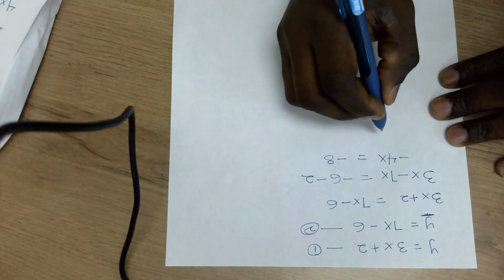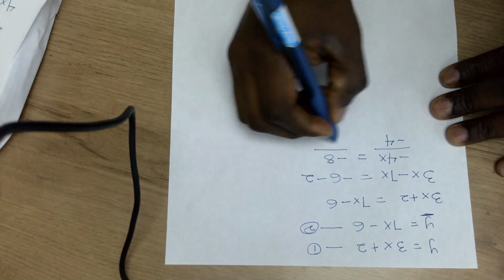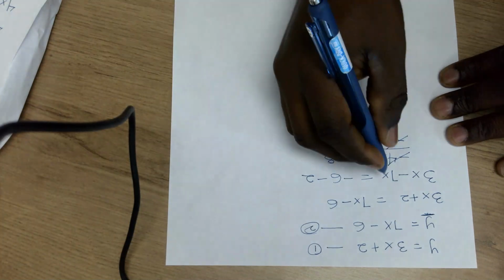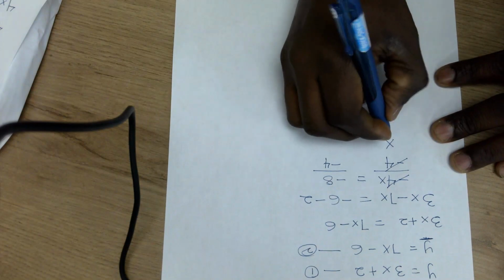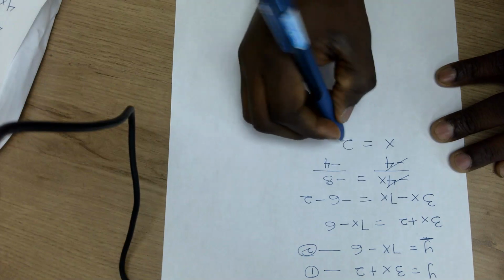Now I want my x, so I divide both sides by negative 4, which is the coefficient of x. And so when I do that, negative 4 goes into negative 4, that will give me 1. 1 times x is x. So x equal to, now negative 8 divided by negative 4 will give me positive 2.